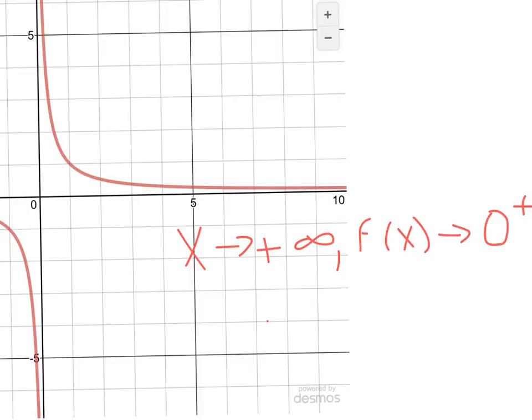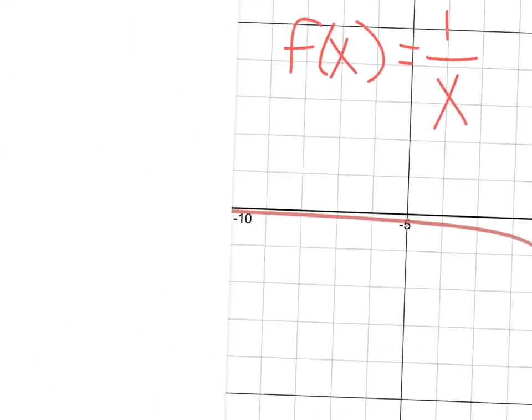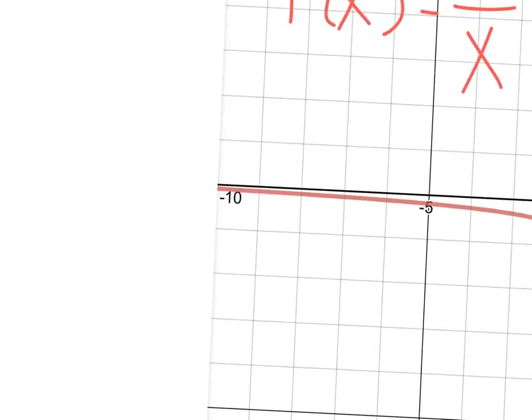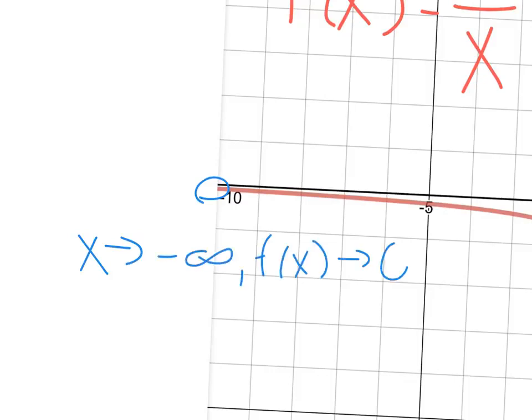And then if we look at our other end behavior, what's happening out here on the left end of the graph? It's approaching 0 from the negative side. It's just getting smaller and smaller. So we would say as x approaches negative infinity, f of x approaches 0 from the negative side. That's not saying 0 is positive or negative. We're saying it's getting really close to 0, but it's from the negative numbers.